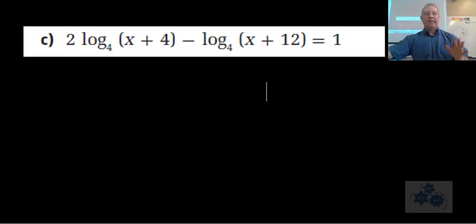All right, so 8C again, frozen. Laws of logarithms. What we're going to want to do is try and get the left side as a single logarithm. That's going to help us out a lot. So this is what we're going to do.